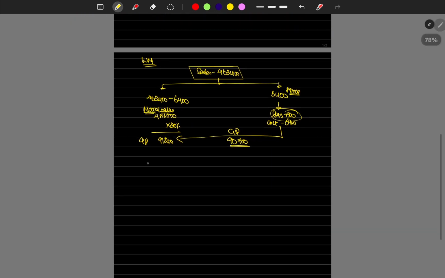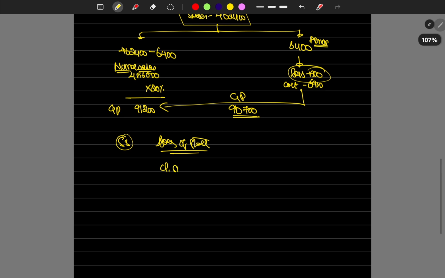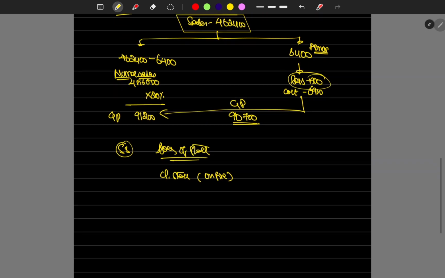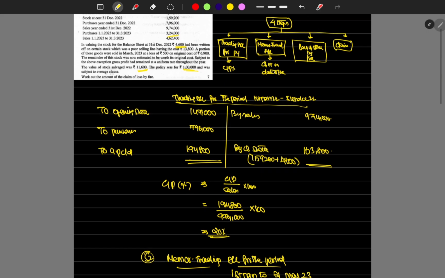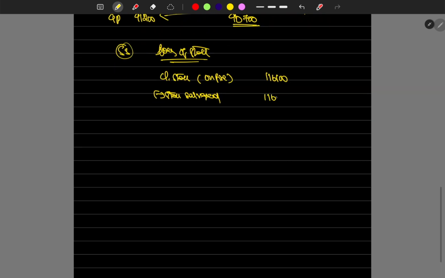Let's quickly prepare the third step, which is calculating the loss of stock, the actual loss of stock. Closing stock on the date of fire is 1,16,100 minus stock salvage. Stock salvage means saved stock, that is 11,600. Which is 1,04,500 is the loss of stock. So we have calculated the loss of stock also.